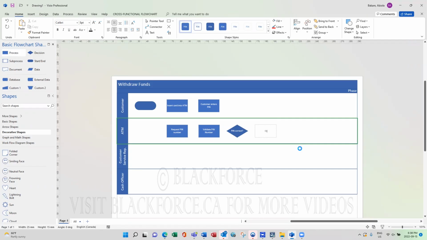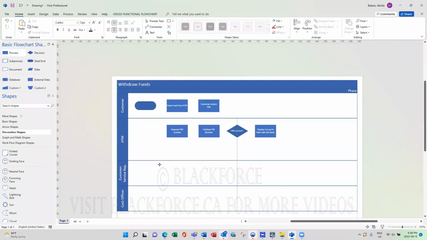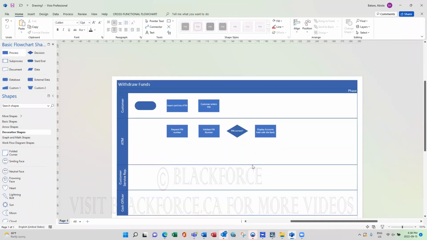Do we agree that it displays accounts is what is next? Yes. Okay. Display accounts held with the bank. I'm going to make the lane for the ATM big, because usually when you have a decision, you have multiple boxes in there. But anyway, we're starting with display account details.